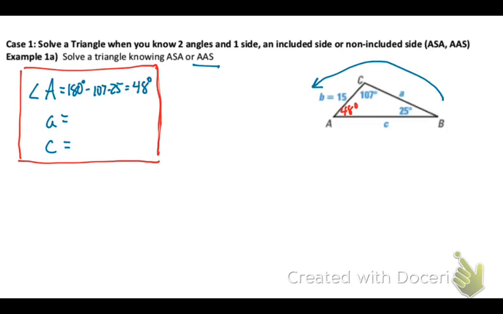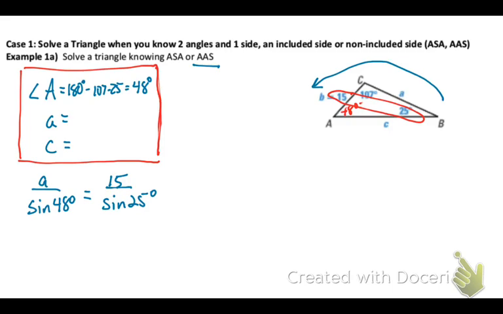Now let's look and solve for side A. So the law of sines works in pairs. So A pairs with angle A. So I'm going to set up one side of the formula. I always put what I'm looking for in the upper left position. So side A over the sine of 48 degrees, which is angle A. Now I'm going to find a second pair of known information, and that is side B and angle B. And so I finished my proportion with 15 over the sine of 25 degrees, which is angle B.